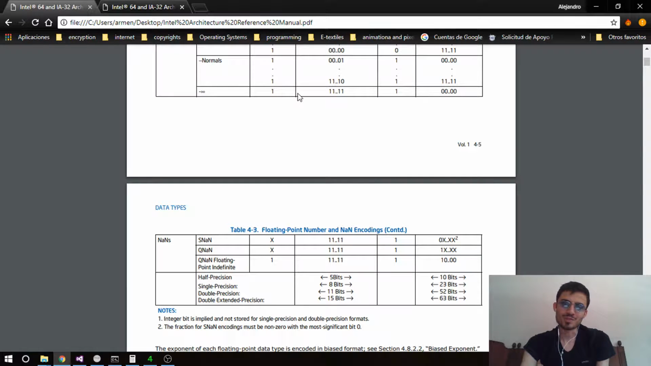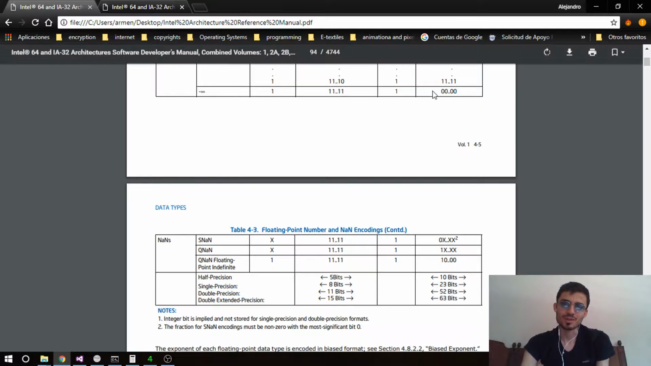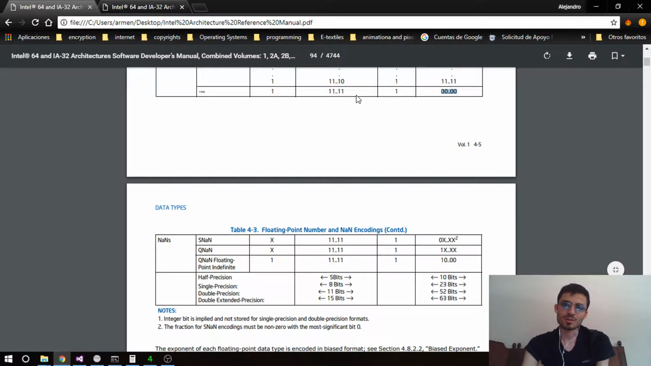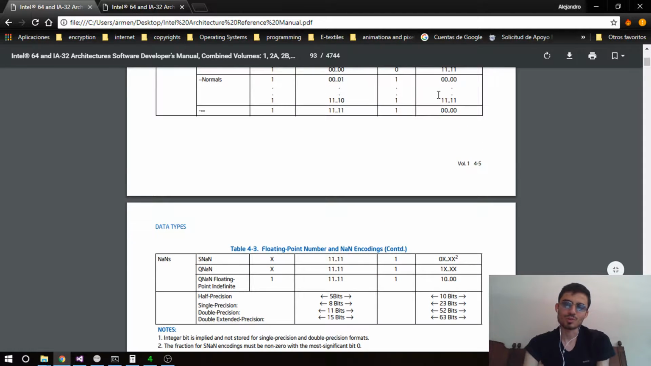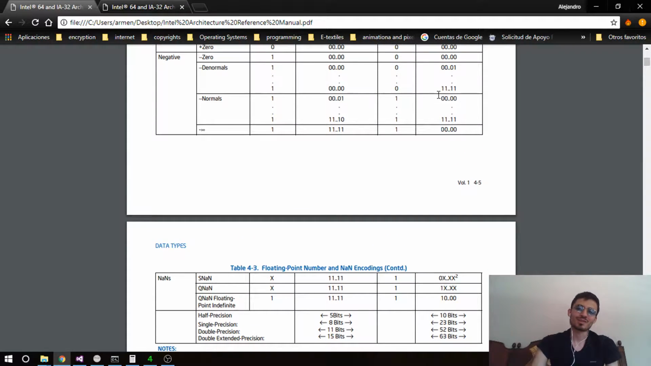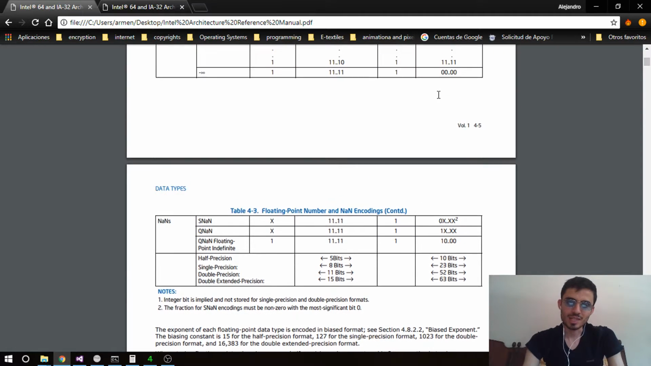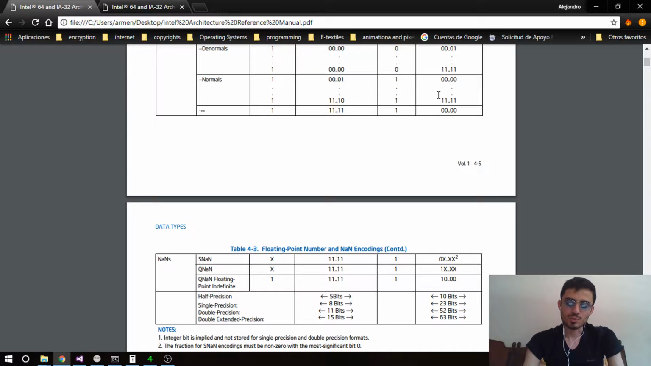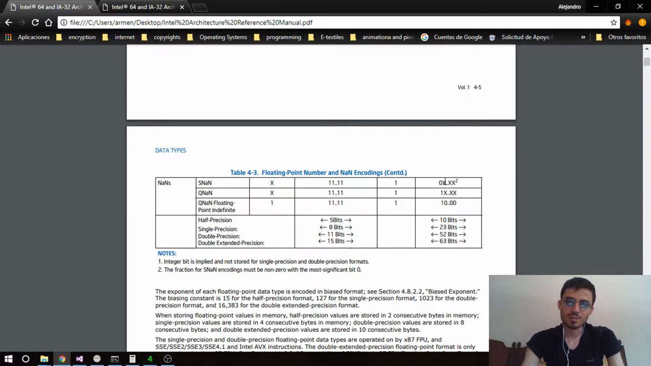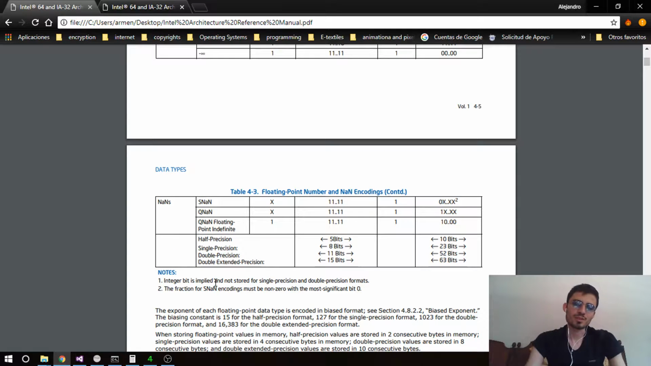If you remember, I said that you take all the combinations for the infinite number and this, but no, they got a good use for that. And the good use is that they use it for NaNs and QNaNs, which basically the only thing that differentiates is that, okay, you have any number, so it can be any. I guess that X, that's what that means, any. So they say the fraction for SNaN codes must be non-zero with the most significant bit 0. Yeah, because if it was 0, it would be infinite.